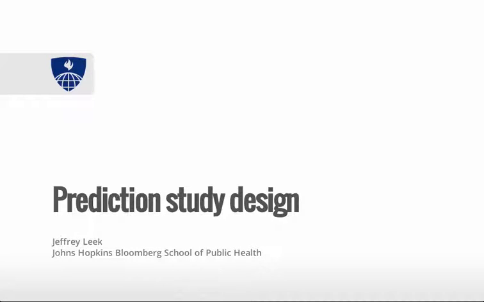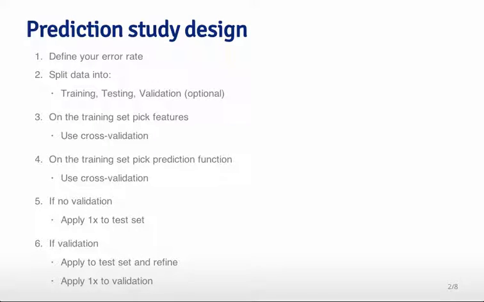In the last lecture, we learned about in-sample and out-of-sample errors as well as overfitting. In this lecture, we'll talk about prediction study design, or how to minimize the problems that can be caused by in-sample versus out-of-sample errors. So in prediction study design, the first thing that we need to do is define our error rate. In this lecture, we're just going to use a generic error rate, but in the next lecture, we'll talk about what are the different possible error rates you could choose.